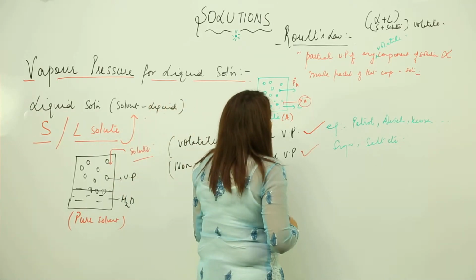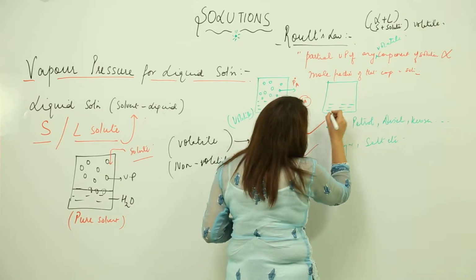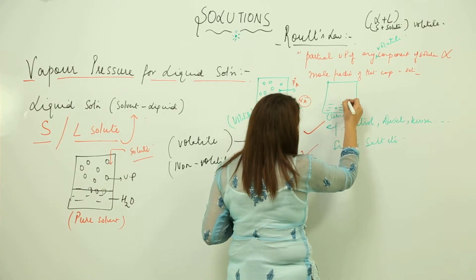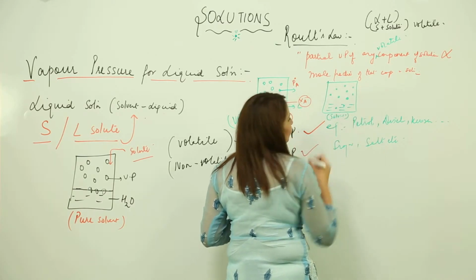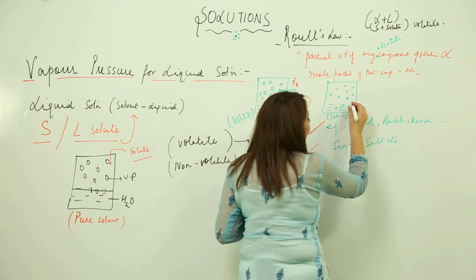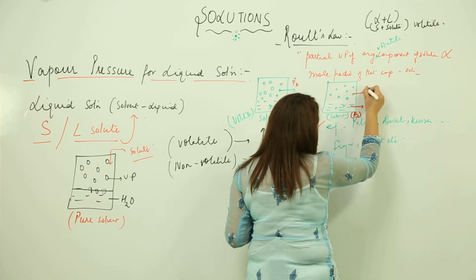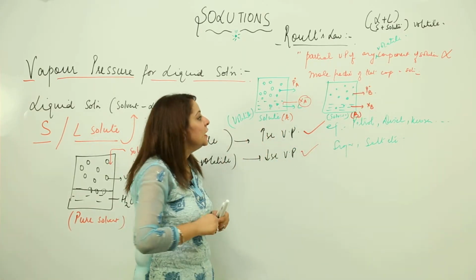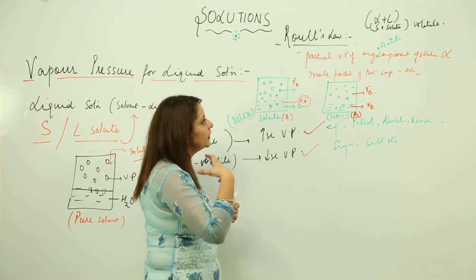Now similarly, let's do it for the solvent. Suppose I have the solvent; it again has a tendency to escape, so it will also form vapors. So I'll put dark circles. Let us assume the solvent to be B. Let the mole fraction be XB and the partial pressure due to this component be P naught B.